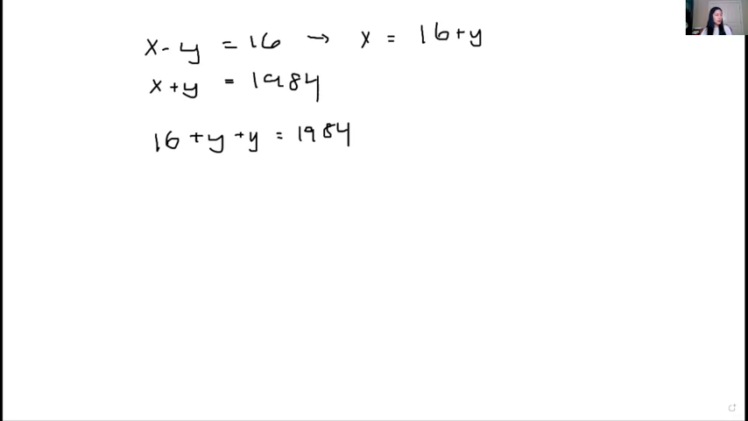And then adding these y's together and moving 16 to the other side, we have 2y is equal to 1,968, and we divide by 2, 984. Okay, and then this is a really large number, but then we realize that x is even larger than this. This number plus 16 is 1,000. And since x is larger, the answer is 1,000.